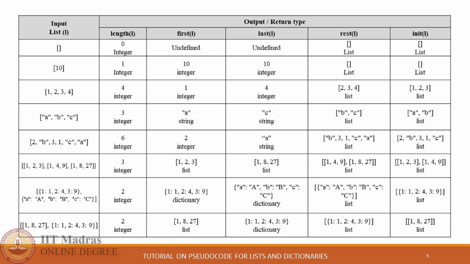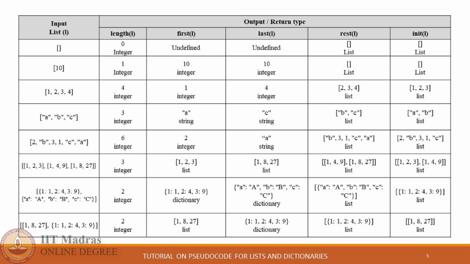Next input is a list of lists. Now over here length function is returning 3 because the outer list contains 3 elements inside, even though each element is a list itself. First function will return the first element from the outer list, which is a list. Hence, first of L will give us a list which contains 1, 2, 3. Last of L will give us the last element of the input list, which is a list itself in this case. Hence, the output of last of L will be 1, 8, 27.